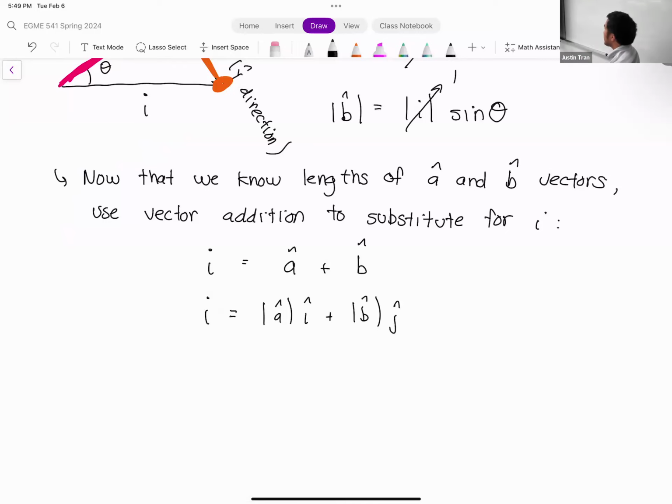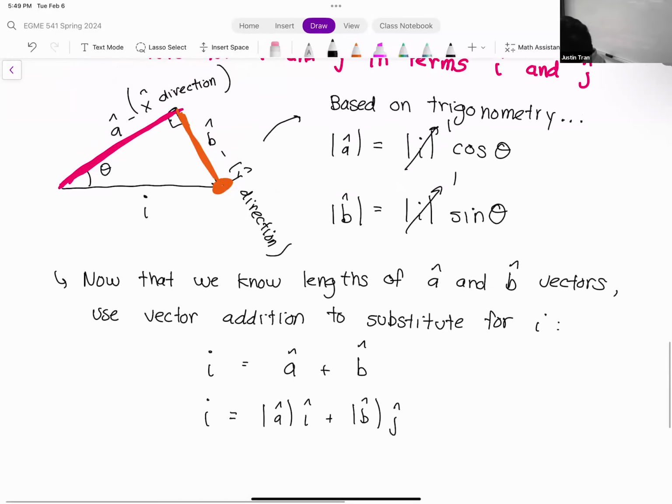We can substitute for a hat and b hat by multiplying its magnitude and its direction. The a hat vector is equal to the magnitude of the a hat vector multiplied by i hat, and the b hat vector is the magnitude of b hat times j hat, where i hat and j hat, remember, are unit vectors in the x hat and y hat directions. We've already solved for the magnitudes, so they're cosine and sine theta.